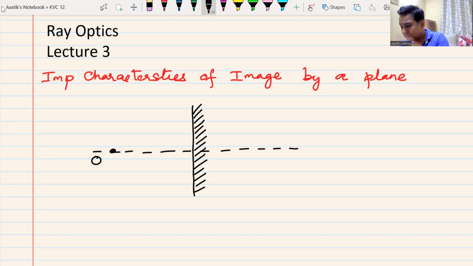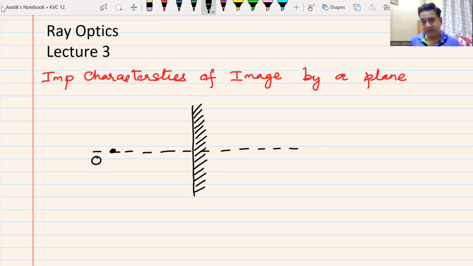It's a point object. Now the object may not be a point. It can be like this. It can be a pen like this. It can be a sheet like this. We will deal with those case by case. Let us first start with a point object. A point object we have put, and the object is at point O.